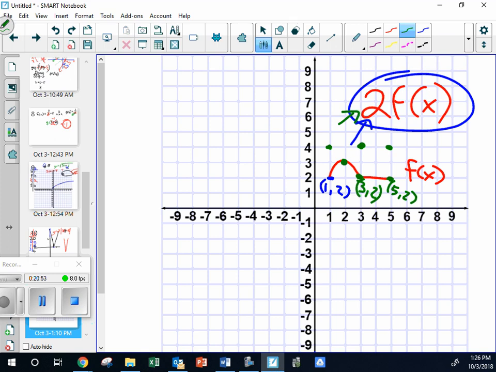2 comma 3. So which part gets doubled? Both parts? No. We didn't put a 2 on the inside and the outside. We just put a 2 on the outside. So 2 comma 3 turns into what? Does the x change or the y change? Y changes. So it's 2 comma 6.